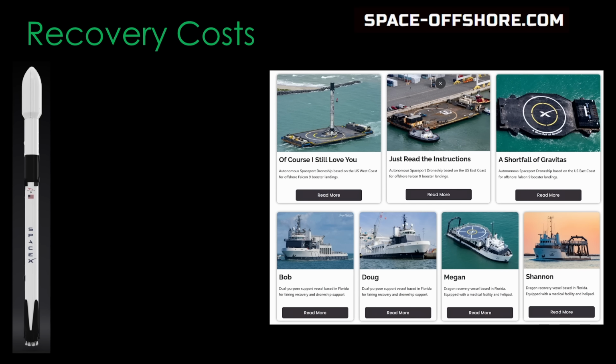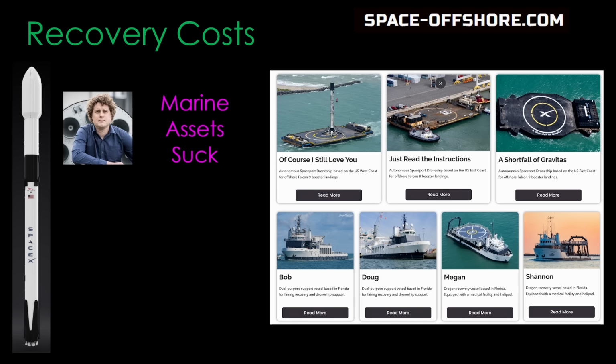If you fly only 5 flights a year, you can divide that cost by 5 to figure out your allocated fixed cost before you add in the cost of fuel and, if you're SpaceX, the cost to charter tugboats to move the drone ships around. This is why Rocket Lab CEO Peter Beck once said, "Marine assets suck."